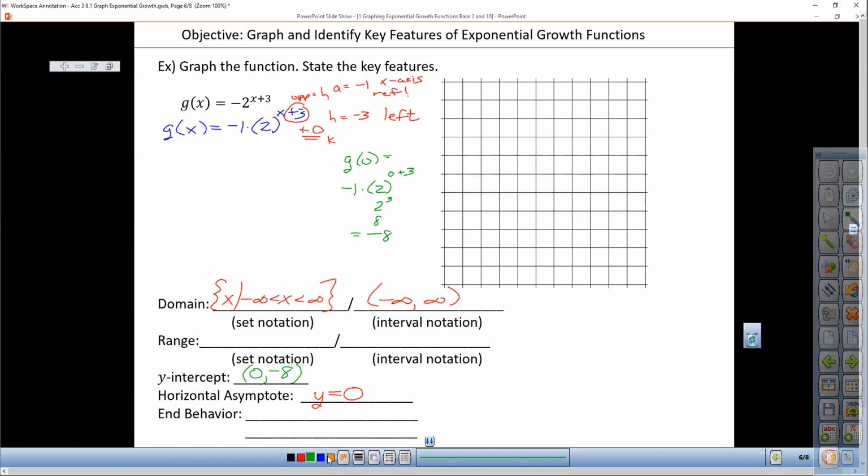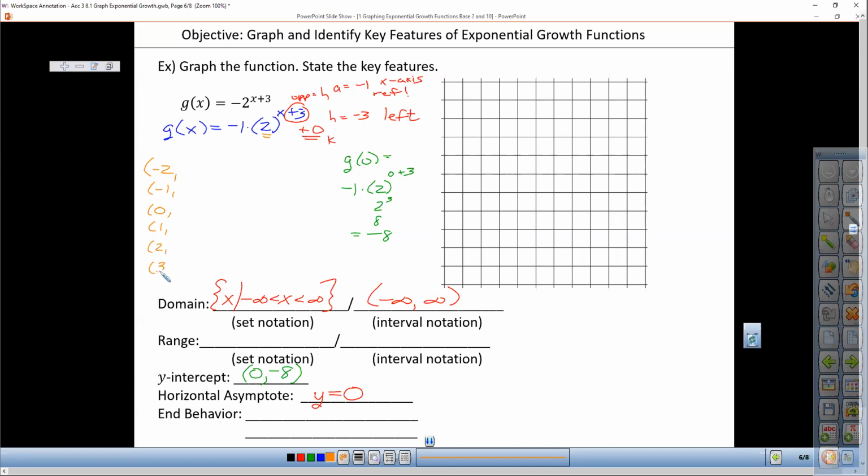Okay, so now I'm going to begin focusing on my graph. So I want those key points. Now remember, my base is 2. So I'm going to start with those points that come from powers of 2. So again, my x's are the nice integers from -2 to 3.